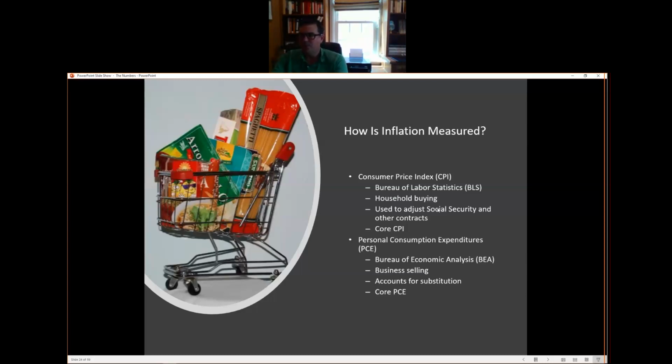So the CPI is a fixed basket that assumes we do the same thing every month. We don't actually behave that way. So the PCE one is based on what's actually been sold. So it's not indexed based on a weighted index. It's based on what actually happened. Let me try to show you what I mean by that.